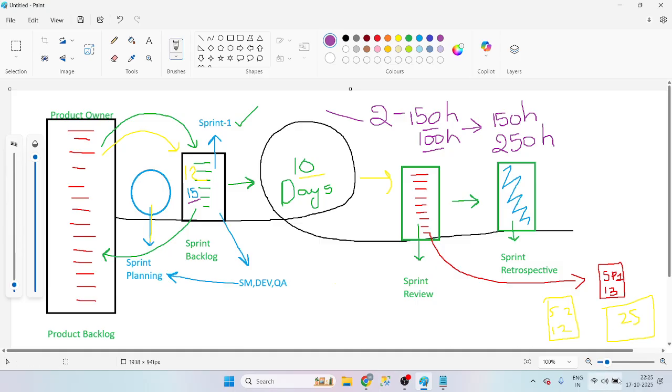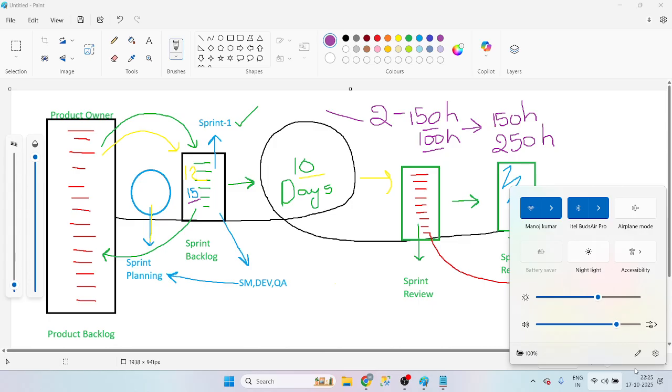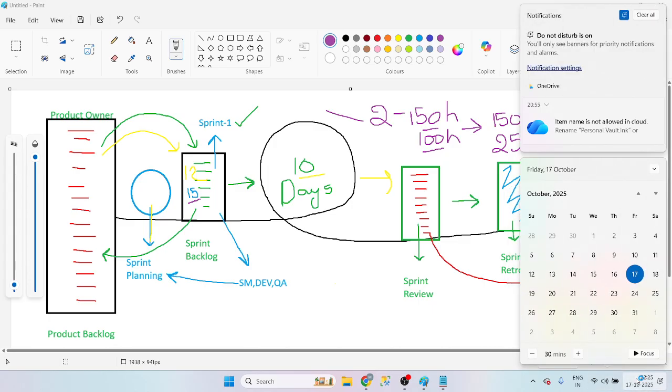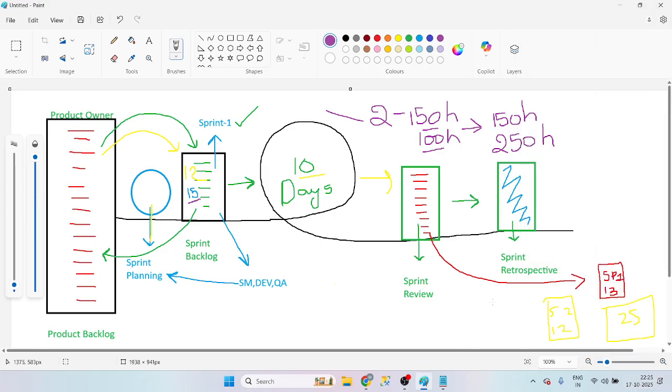We have only 10 days of time, right? One day is equal to 8 hours of working, right? We are full with our capacity. Everyone is full with our capacity. How can we work for an extra 100 hours? So for that, we are having another plan.